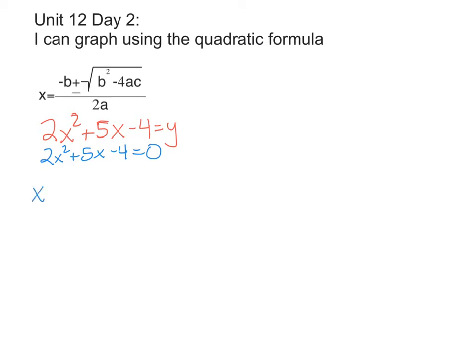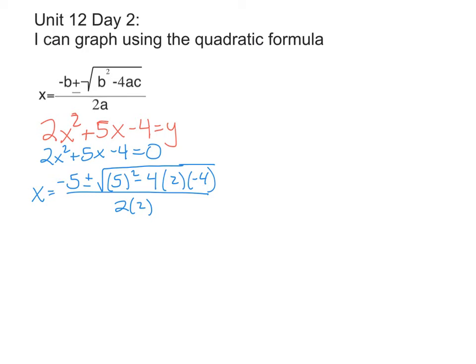Okay, so x equals the opposite of b. That would be negative 5 plus or minus the square root of 5 squared minus 4 times a times c, all over 2a, 2 times 2. Okay, simplify. X equals negative 5 plus or minus the square root of 57 over 4. Okay, not great, but doable.